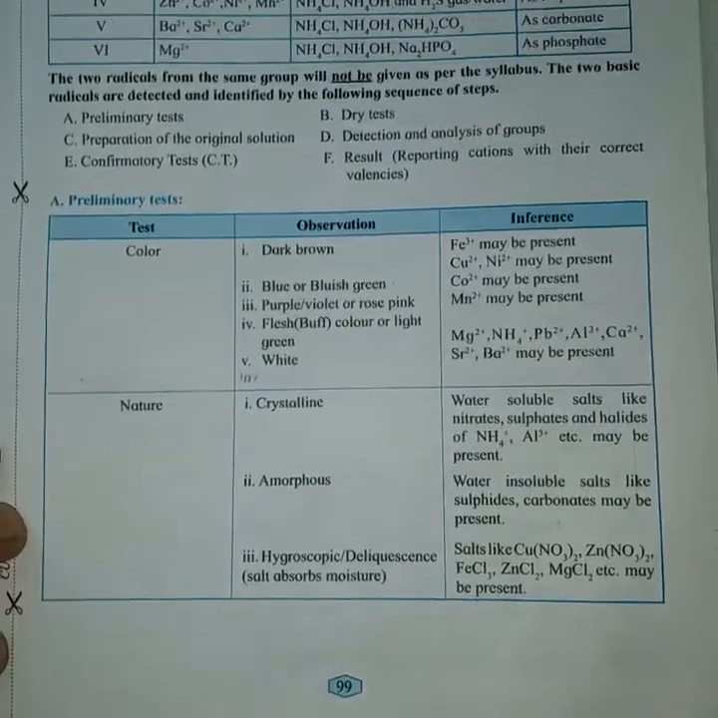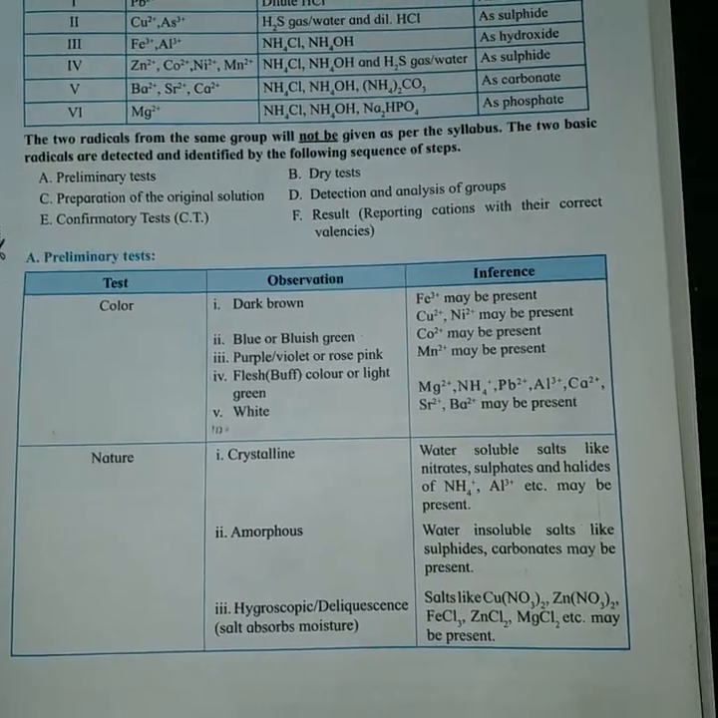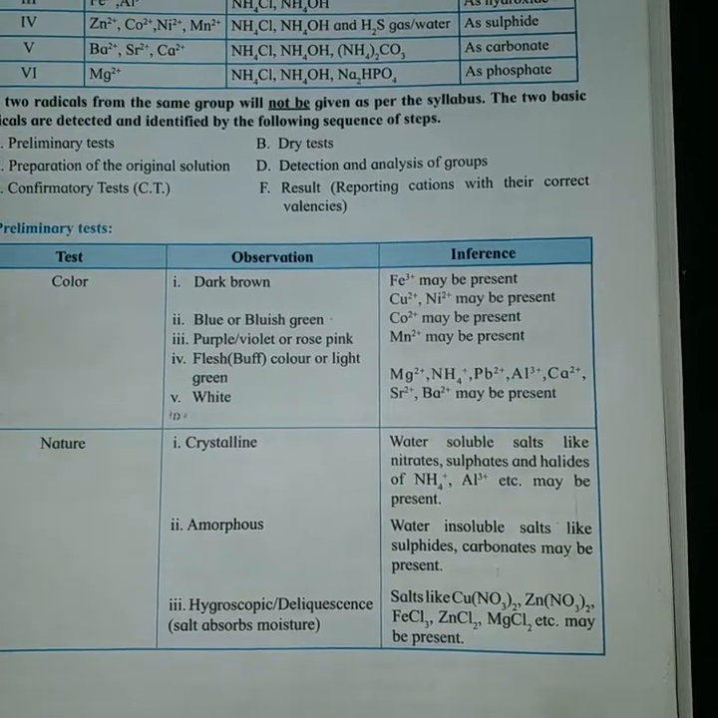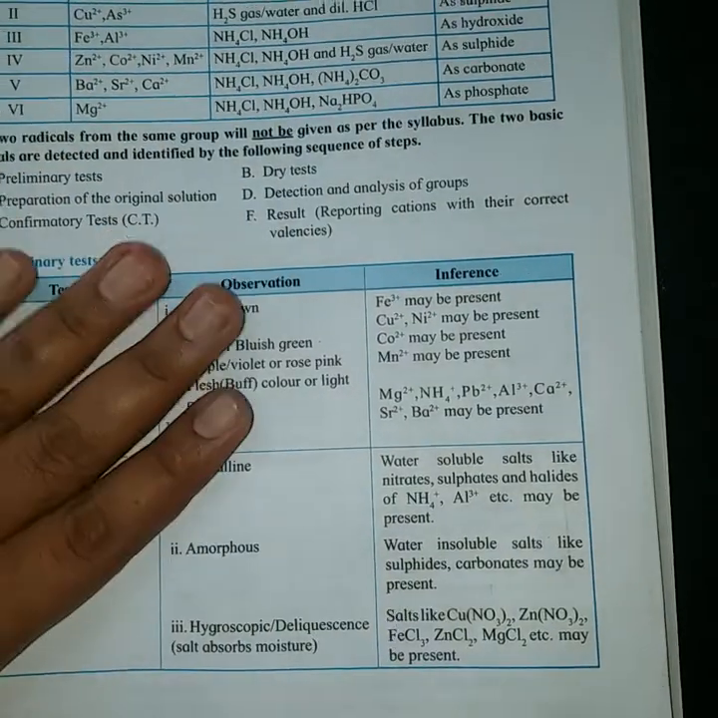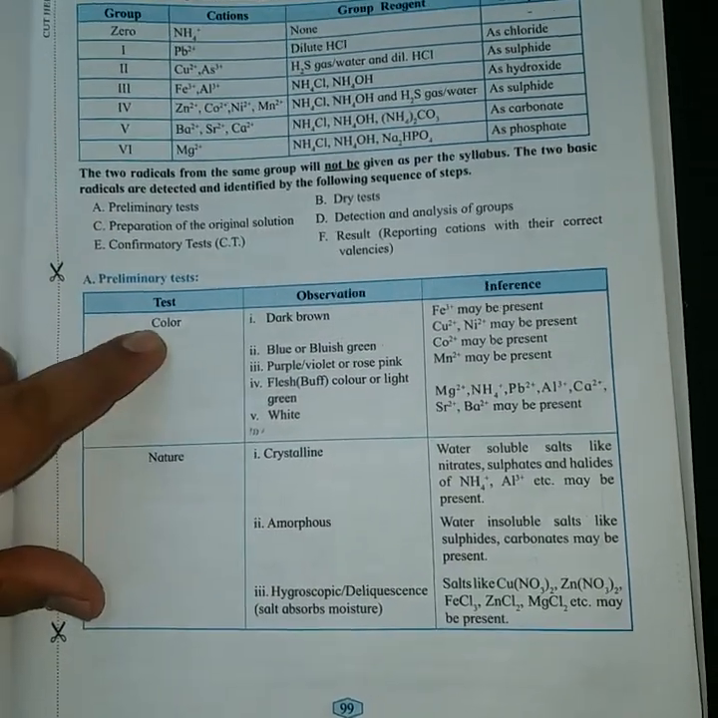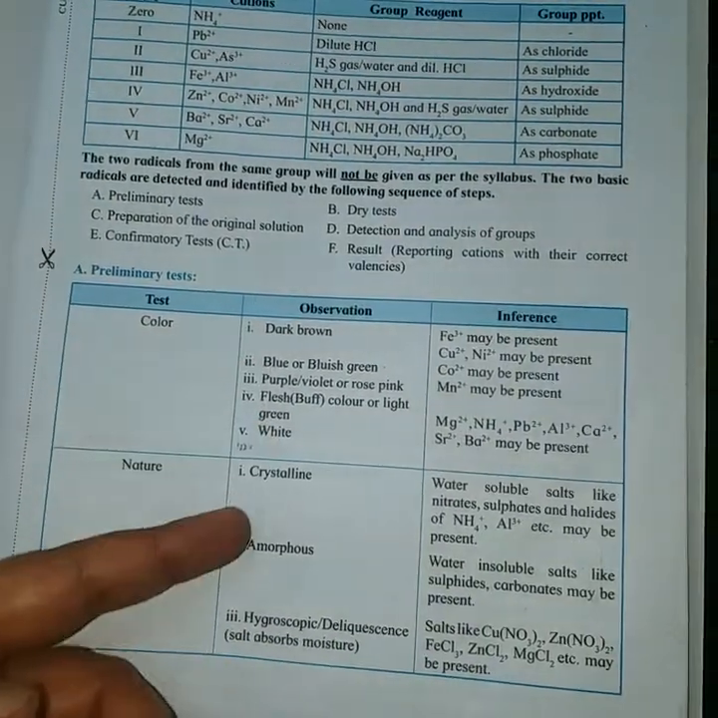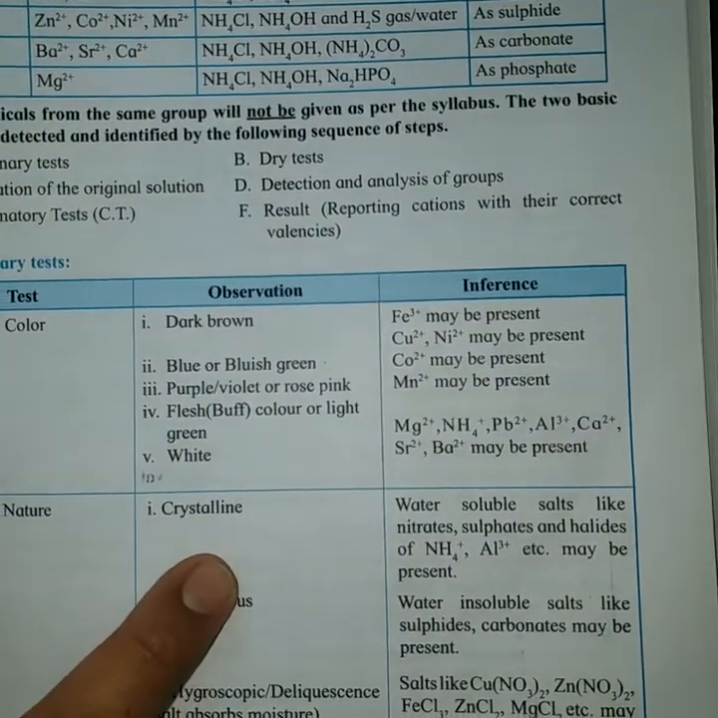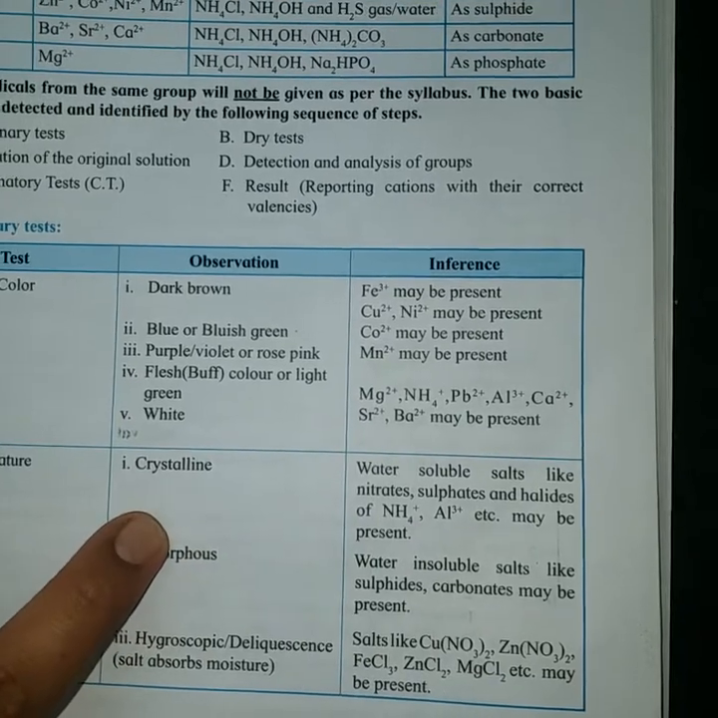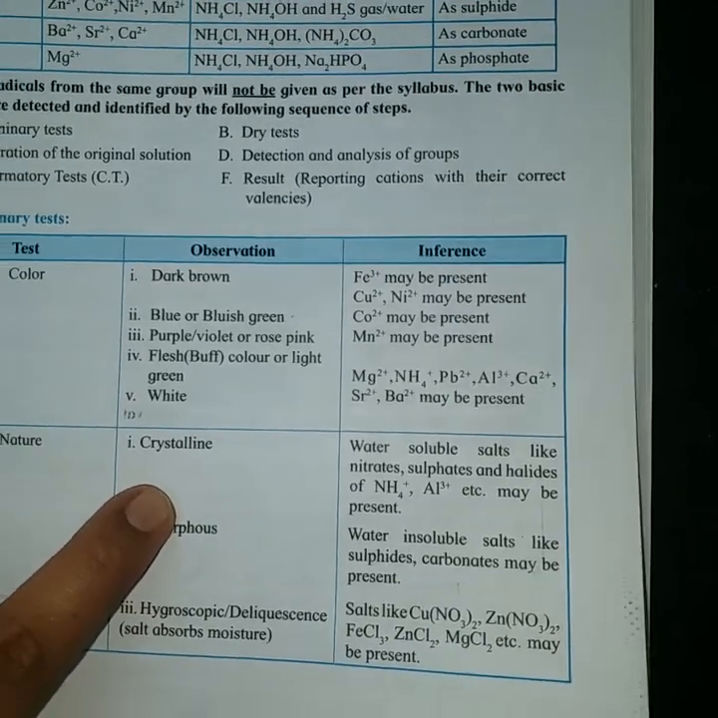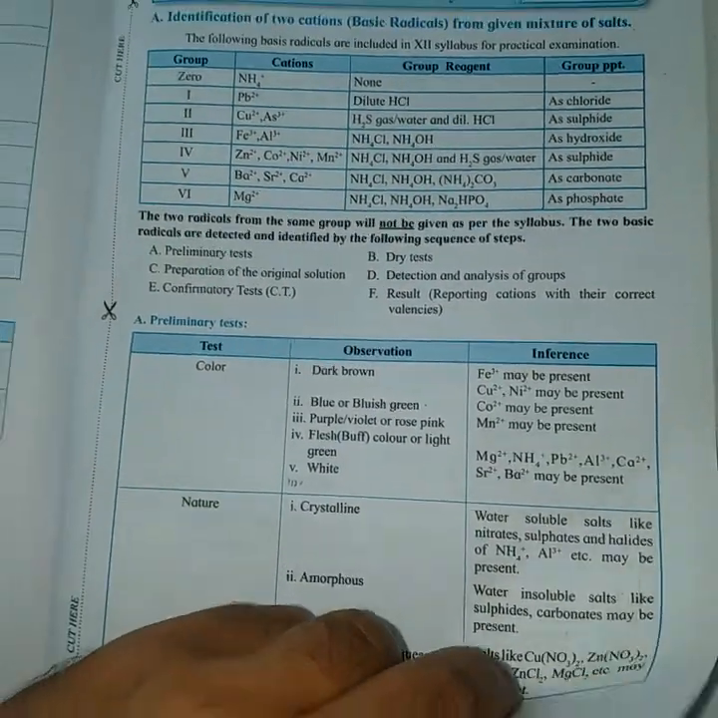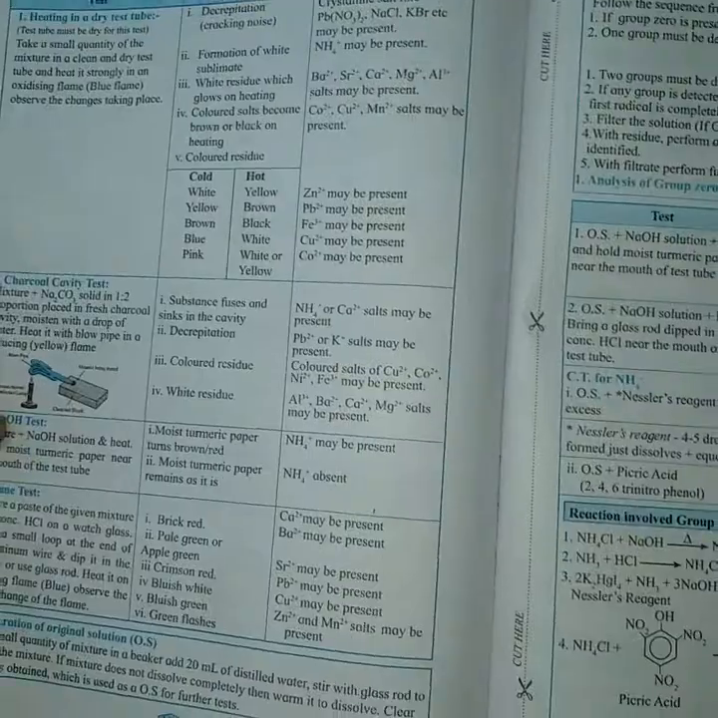So what will we do? Suppose a mixture is given to you. A basic radical mixture is given, and it will be shown in the exam that this is the basic radical you have to perform. You have to identify two cations. So first you will do the preliminary test, the color, nature, that you are aware of. Whatever the color is, just write it down. Most of the salt or mixture would be crystalline in nature, whatever we are going to provide. After this, you will be moving to the dry test.